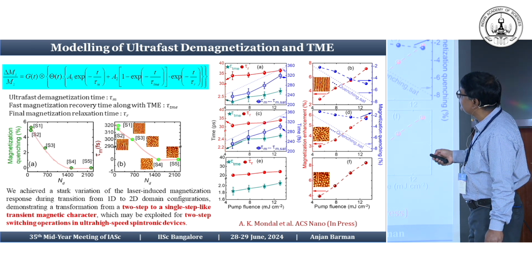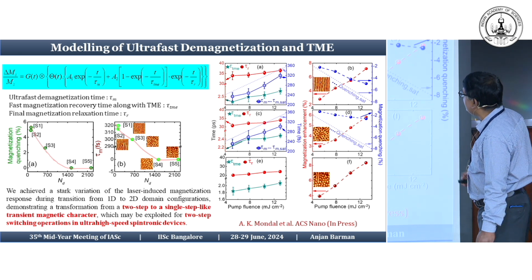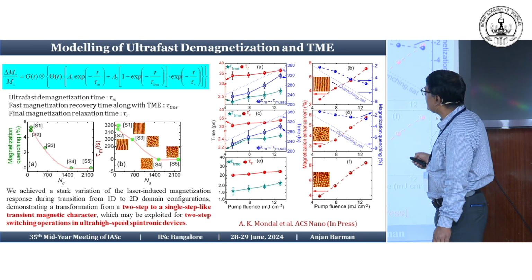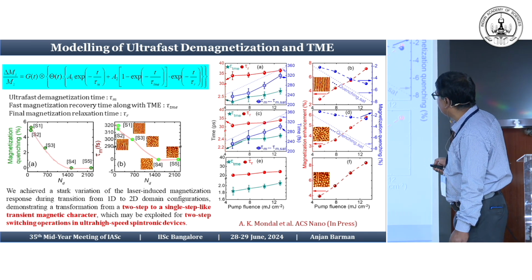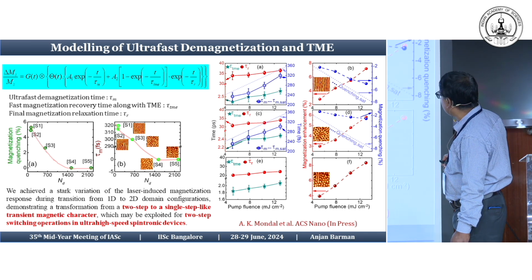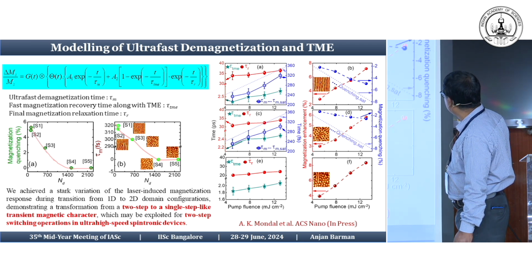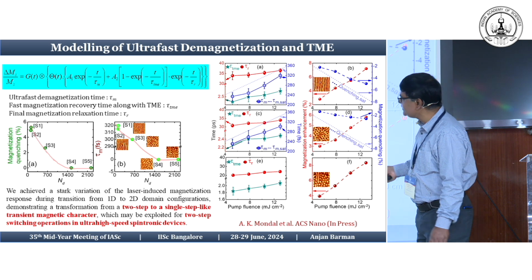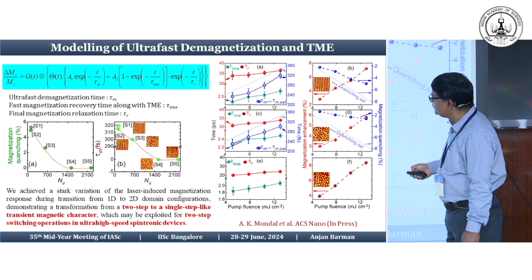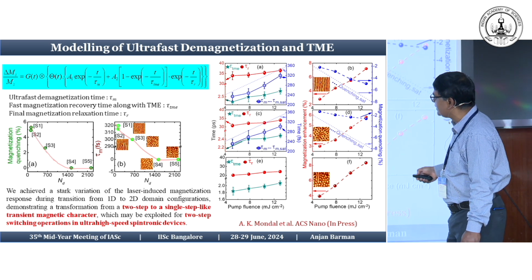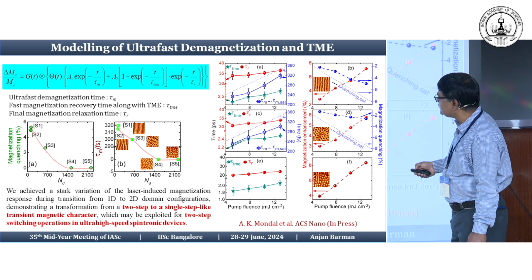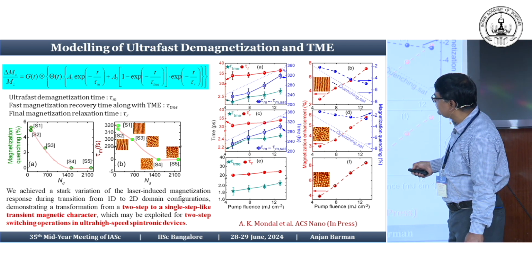So here tau m is the demagnetization, tau TME is the transient magnetic enhancement, and tau r is the recovery. And we plotted them as a function of pump fluence, and they all increase with pump fluence, and they change with the domain wall pattern. And this is very important. Here you can see both the magnetization quenching and the demagnetization. And this is like the stripe domain, and you can see the quenching and the demag time is much higher.